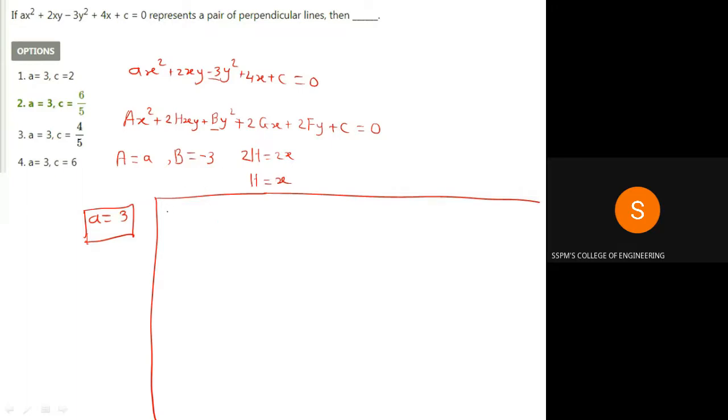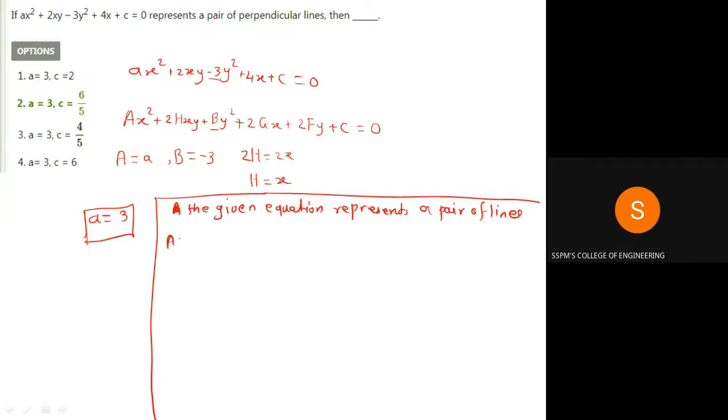Also, what is said? The given equation represents a pair of lines. This also we have already seen. The given equation represents a pair of lines. In previous examples we have seen this. So what can we write?